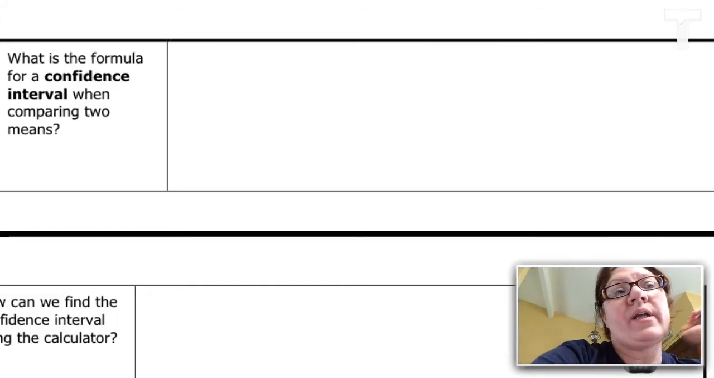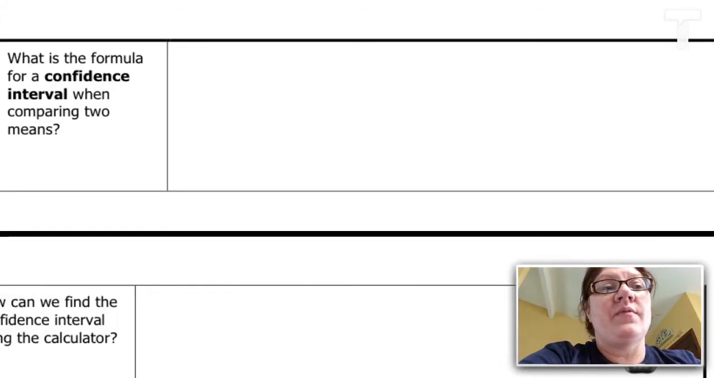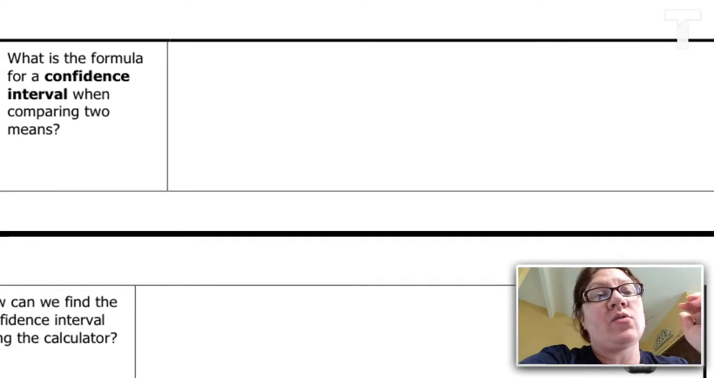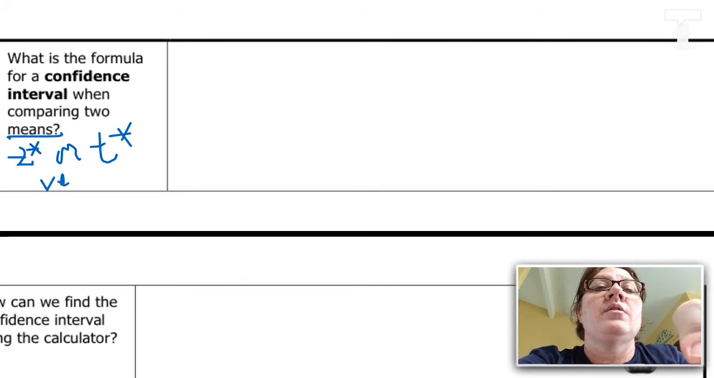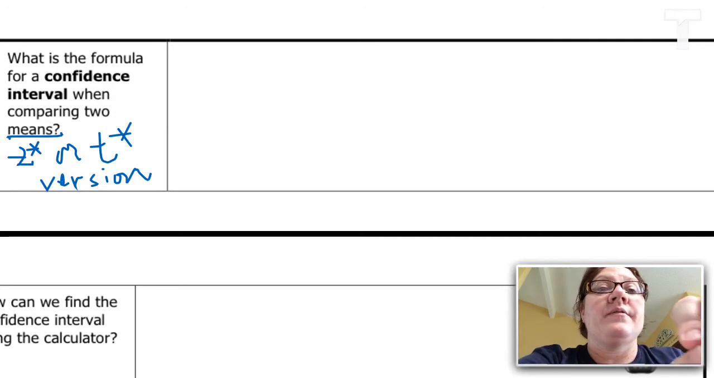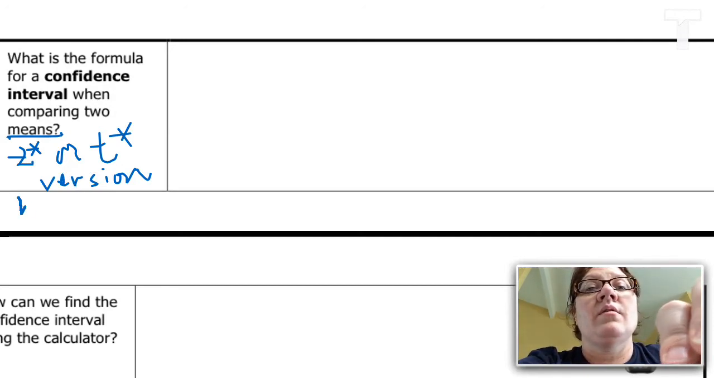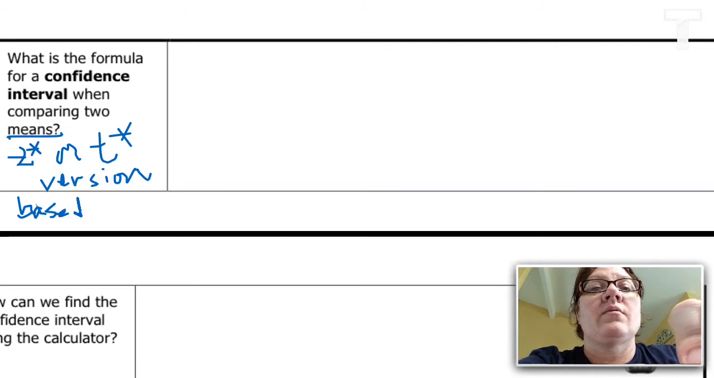All right, so just as a recap, we talked about this in fifth period, sixth period. We ran short on time. So when I'm looking for the formula for my confidence interval for means, I could either have a Z star version or T star version, dependent upon, just like in one sample test, whether I have sigma or S sub x.